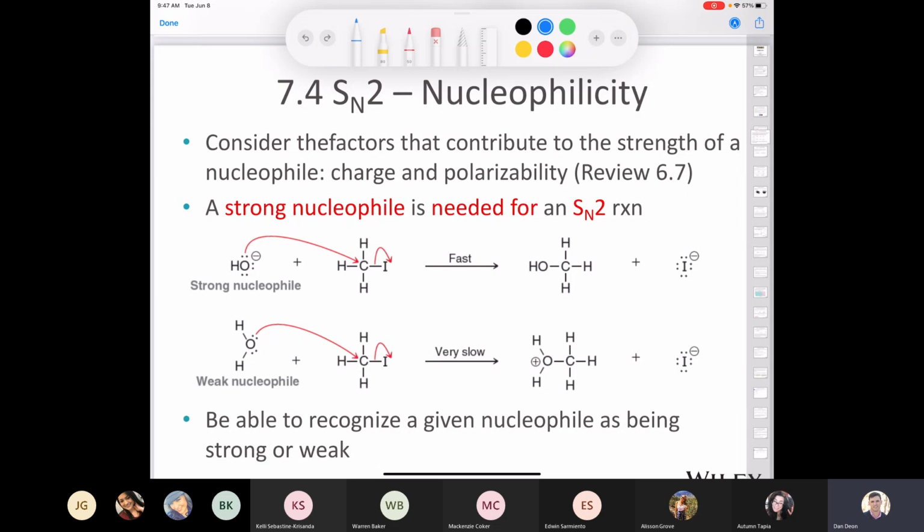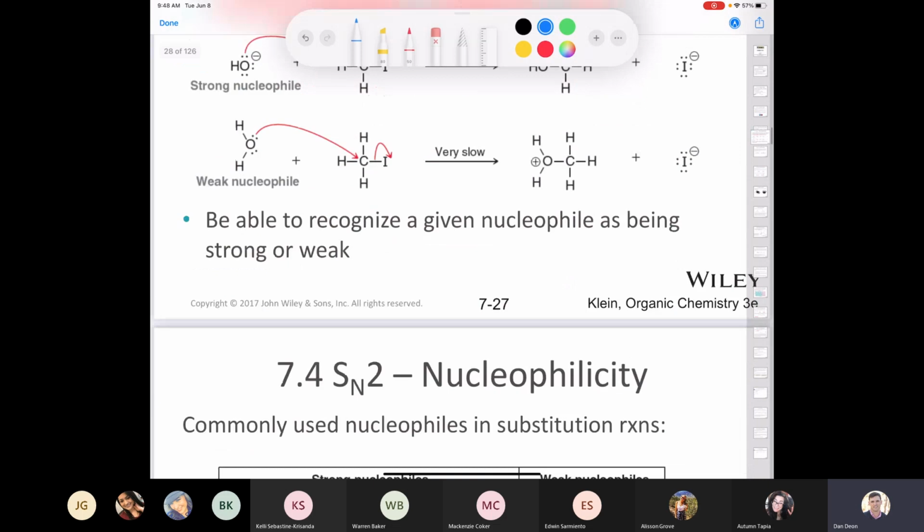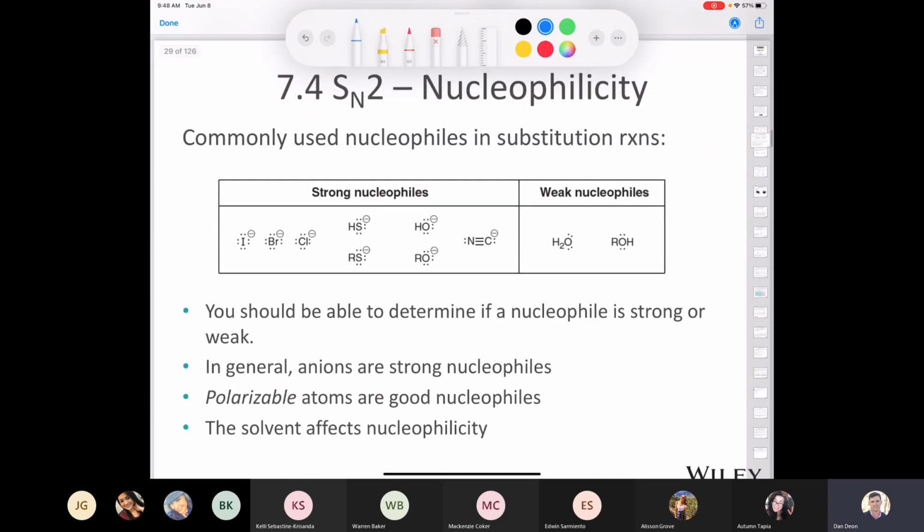Now, polarizability, I covered that a little bit in the last chapter. Polarizability refers to the ability of a nucleophile to distort its electron cloud. Basically, the whole point of polarizability is that the bigger the atom is, the better nucleophile it'll be. That's why when we compared, for example, hydroxide versus hydrosulfide, hydrosulfide is a more powerful nucleophile. Even though sulfur isn't as electronegative, it's a bigger atom, so it's able to distort its electron cloud and be a better nucleophile.